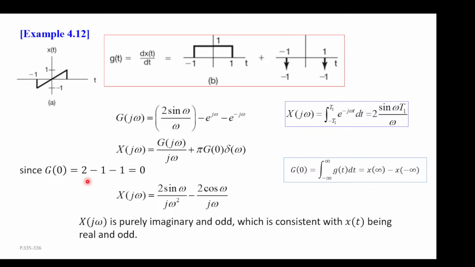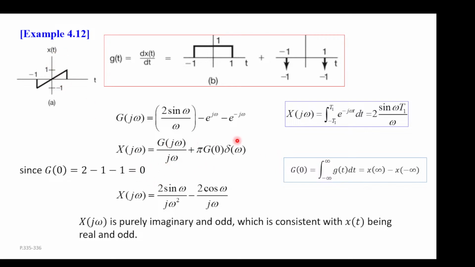Another way to check G of 0 is that G of 0 is the integration from minus infinity to infinity of g of t dt, and x of t is the integration of g of t. So this is x of infinity minus x of minus infinity. x of infinity is 0, minus x of minus infinity, which is also 0. So G of 0 is 0. Okay, wait, is this correct? And now I'm confusing myself. Anyway, G of 0 is 0 in this example.